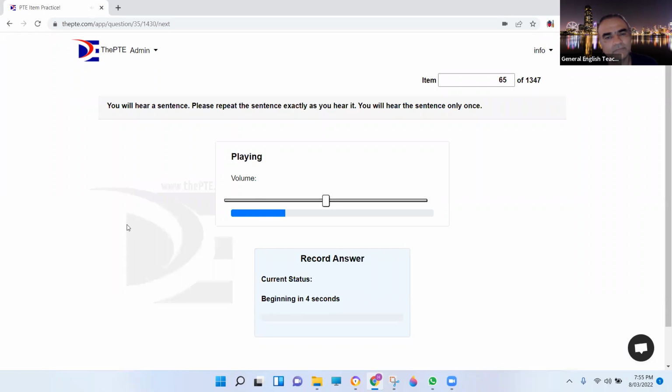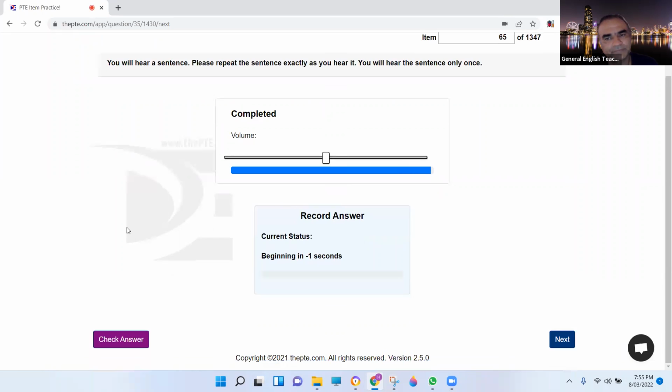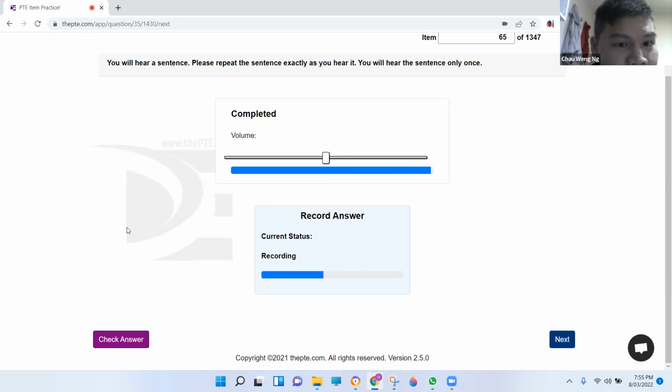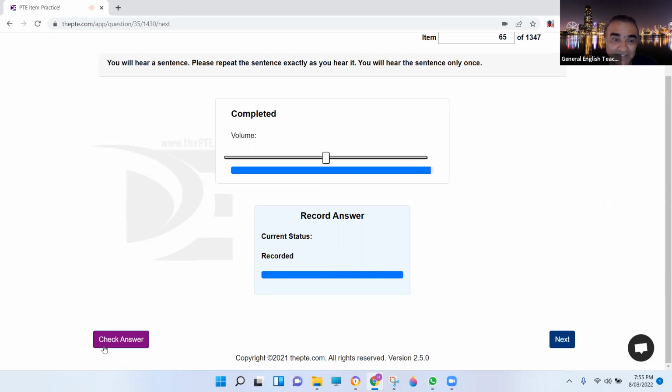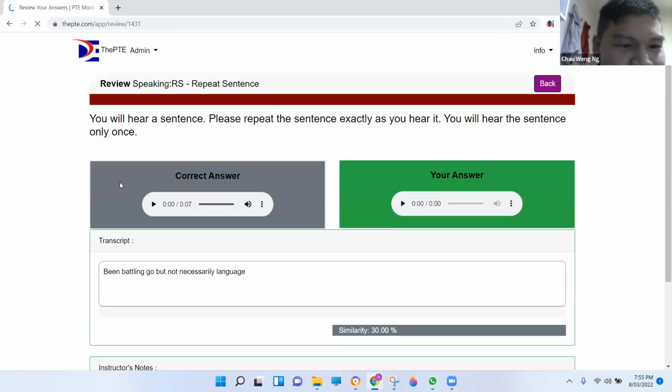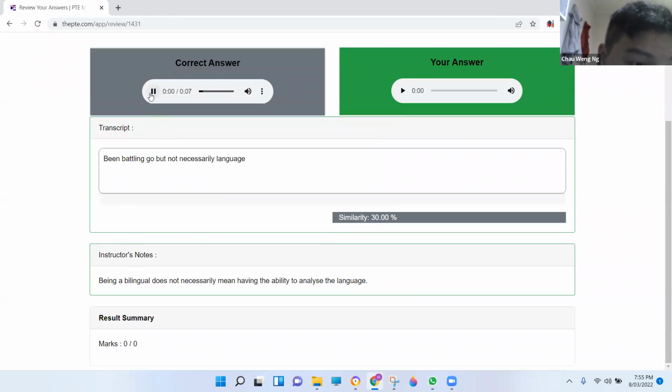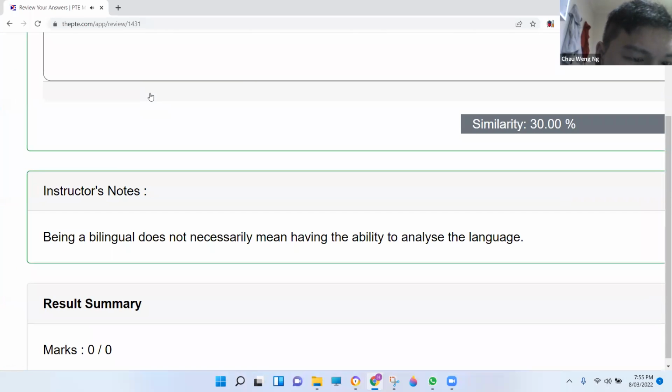Being a bilingual does not necessarily mean having the ability to analyze the language. Language. Yes, repeat. Just say language. Okay, very good. Being a bilingual does not necessarily mean having the ability to analyze the language.